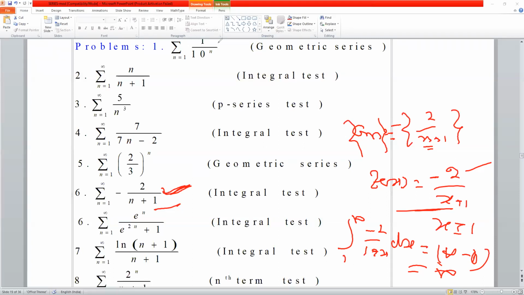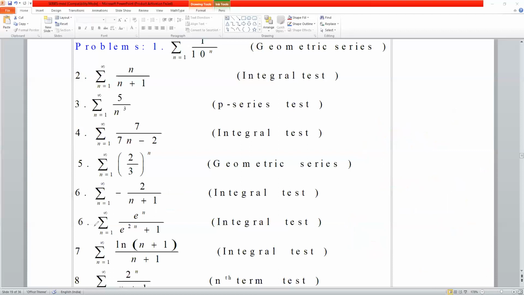So now let us move to another example. Oh, this is the seventh one, sorry. Summation of n equal to 1 to infinity e power n by e power 2n plus 1, where a n is equal to e power n by e power 2n plus 1. So it is a decreasing sequence for all n greater than or equal to 1. So one can apply the integral test. So let us write f of x.